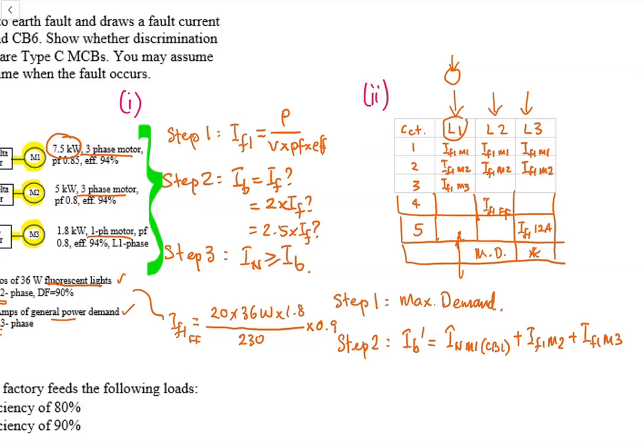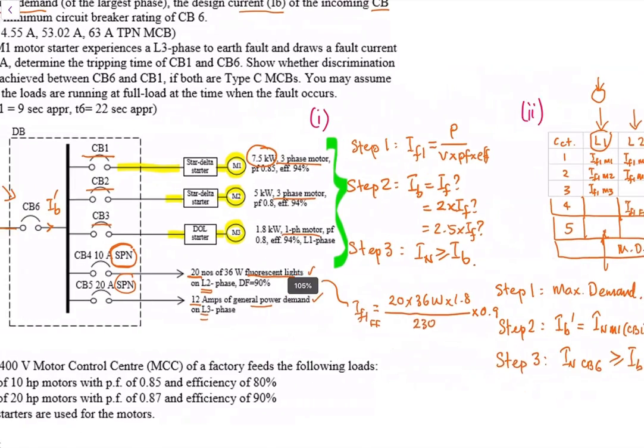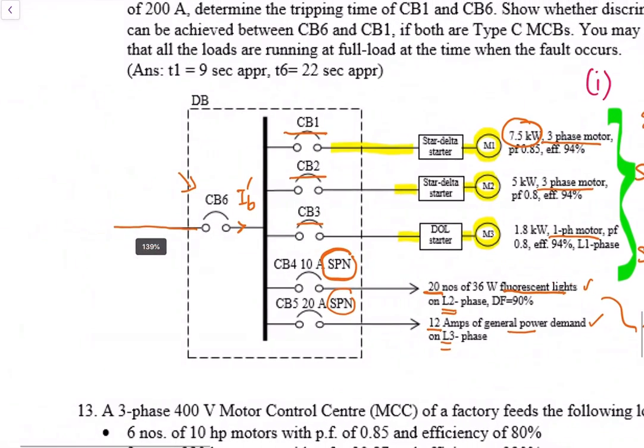So then finally I will choose the circuit breaker rating. Circuit breaker rating of CB6 must be greater or equals to IB prime. Okay, so this is how I will choose the circuit breaker rating of CB6.